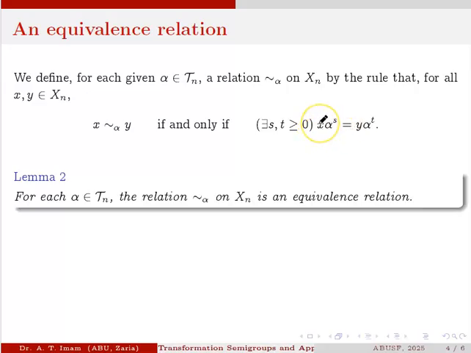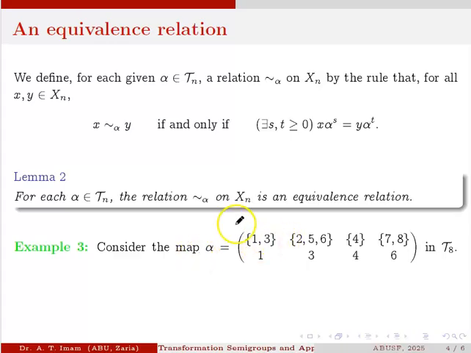And once you have x relating to y and y relating to z, then x is also related to z. So this relation is an equivalence relation. And the advantage of having an equivalence relation on a set is that it will partition the set into equivalence classes. And so such equivalence classes can then be studied.